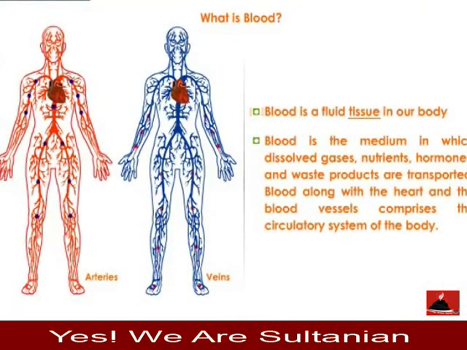Blood is a fluid tissue in our body. It is the medium in which dissolved gases, nutrients, hormones, and waste products are transported. Blood, along with the heart and the blood vessels, comprises the circulatory system of the body. As a tissue, blood is formed of cells and other components. Let us discuss some more details about the cellular components of blood.